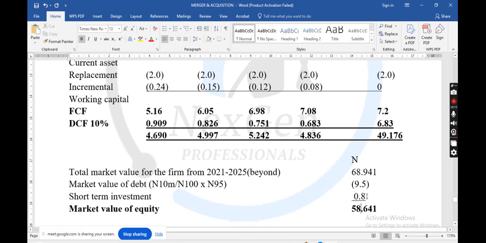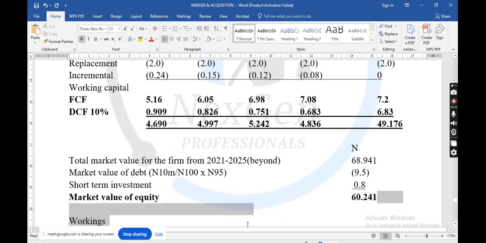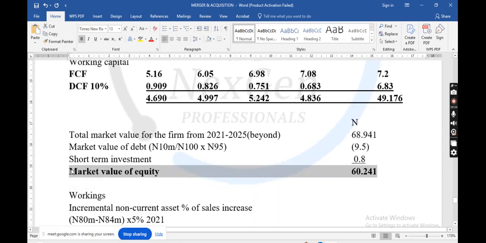So, what is the final figure here? 60. 241. So that's it. If you are confused, you can ask your question.